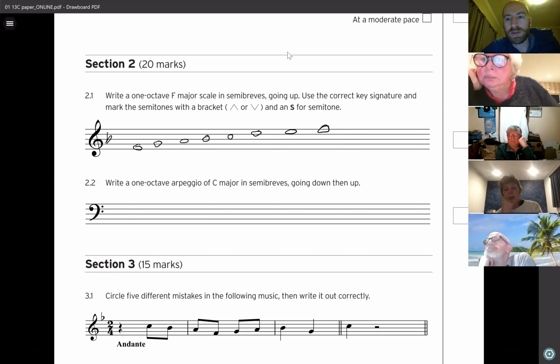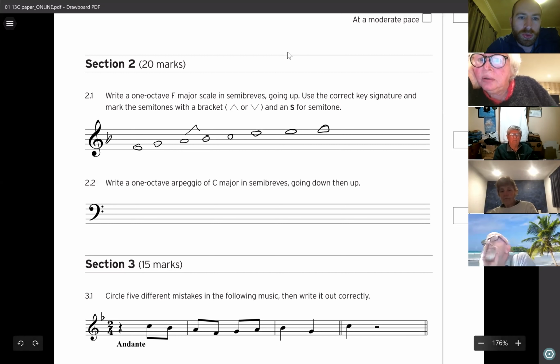So remembering, where are the semitones in a major scale? We did that. One semitone is between A and B flat. So it's between the 3rd and 4th scale degree, remember? You can see it. And where's the other one? 7 and 8. E and F.